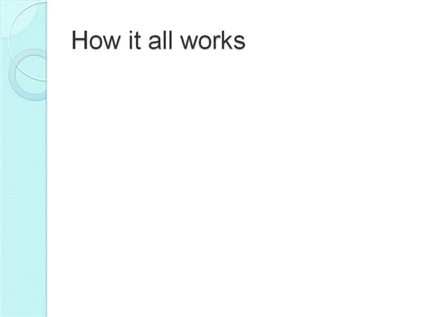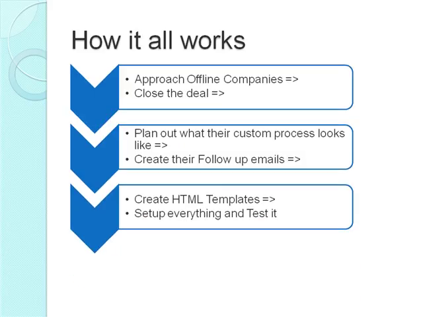How it all works. Pretty simple, straightforward idea. A lot of it is focused on approaching offline companies. You approach the offline company, of course, before that, you find them. Then you close the deal. But between those two points, there's a lot that goes into it. Then you need to plan out what their custom process looks like. You have to know their system, how they're marketing, how they're doing their things.